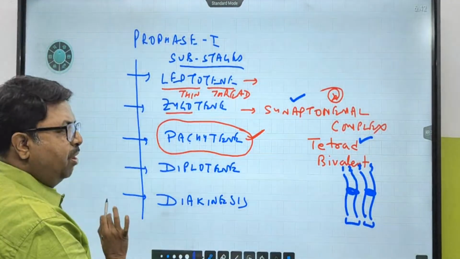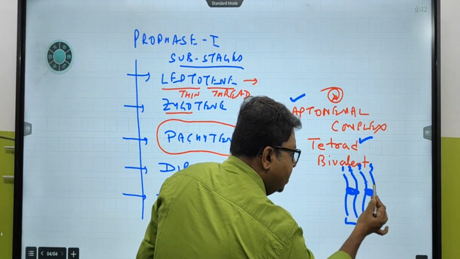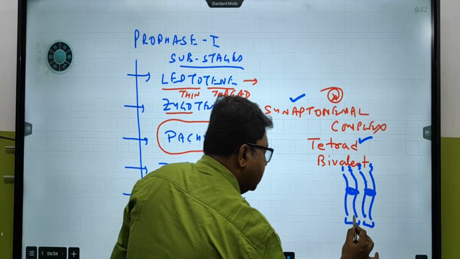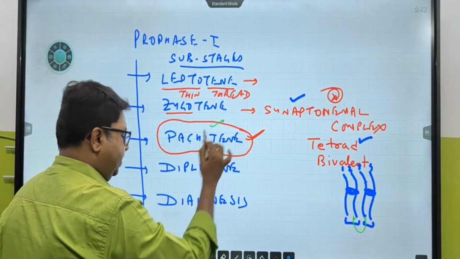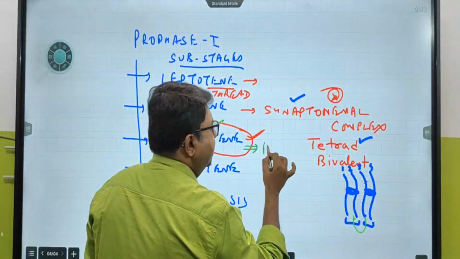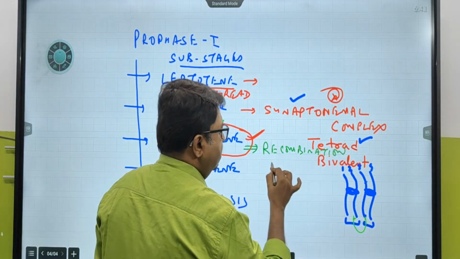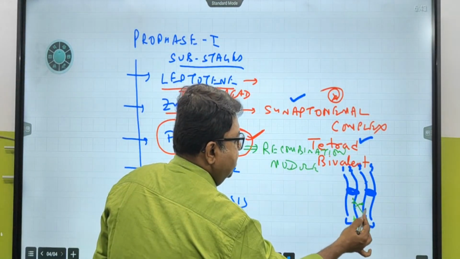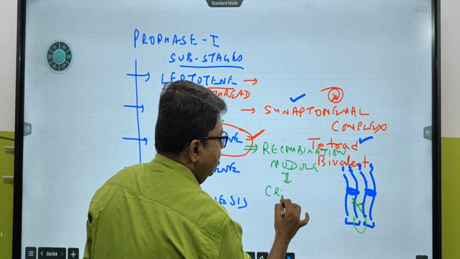In pachytene, which is very, very important, what happens? These two are sister chromatids of each other. These two again are sister chromatids of each other. But these two together are non-sister chromatids of the homologous chromosomes. So what happens in pachytene? A recombination nodule occurs. And between these two there's an exchange of the genetic material. The process is called crossing over.